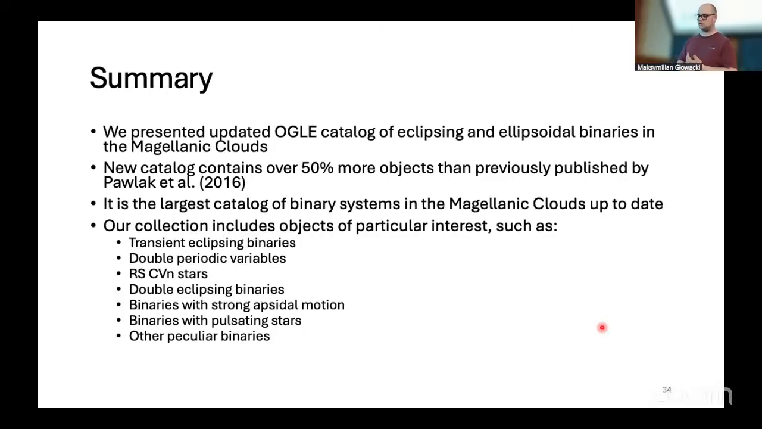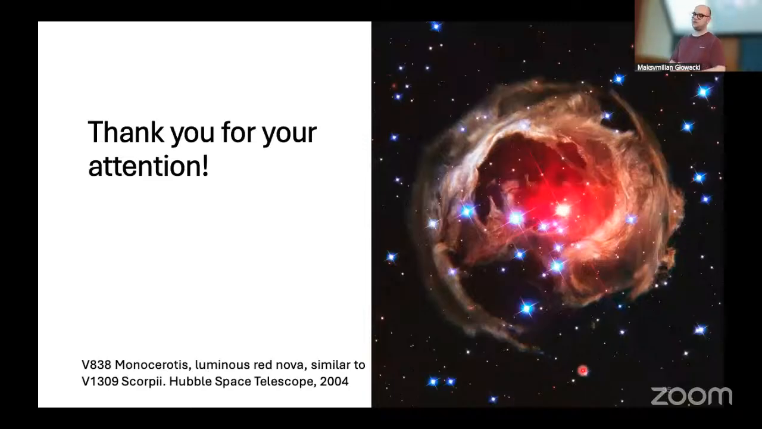collection has objects of particular interest, which are highlighted in the catalog, such as transient eclipsing binaries, double periodic variables, and other peculiar binaries. It is very important that this data is publicly available and we can analyze them to discover a little bit more about these objects. So thank you for your attention. I'll be happy to answer any questions.